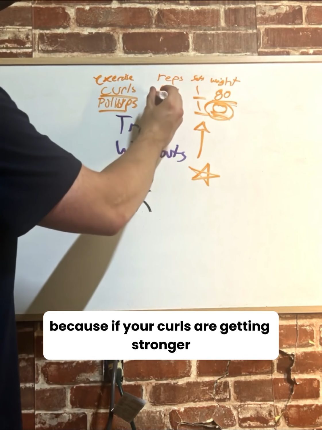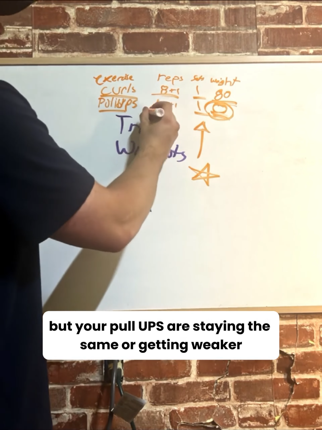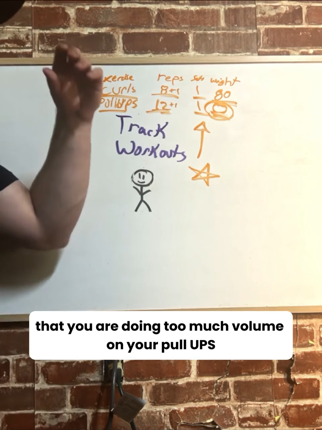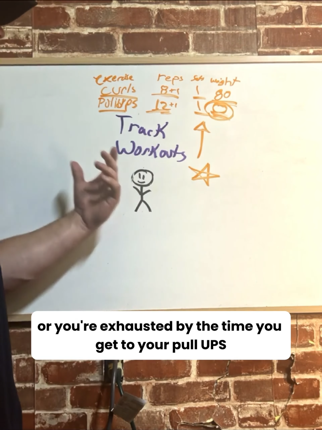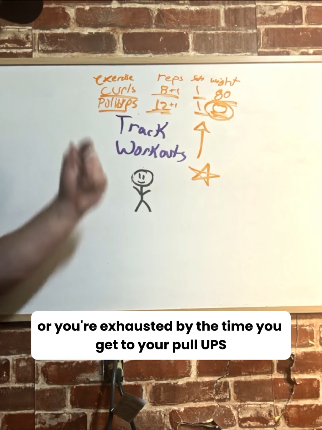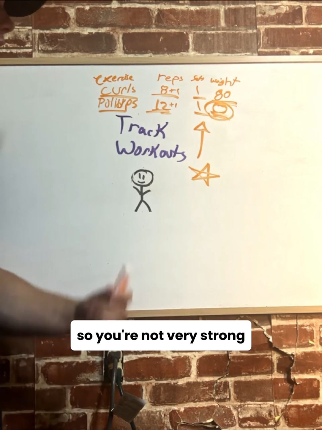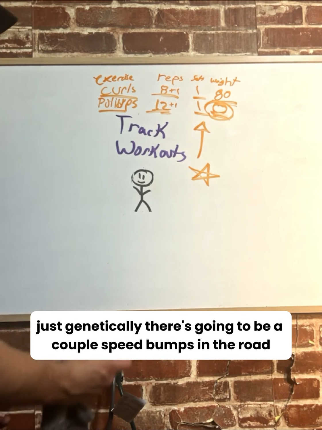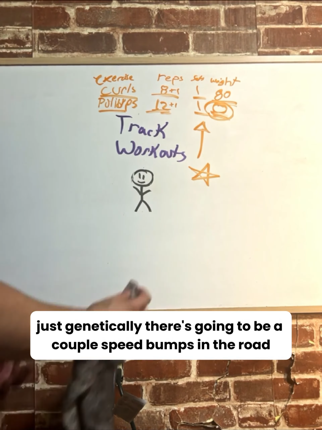Because if your curls are getting stronger, but your pull-ups are staying the same or getting weaker, this could be an issue that you are doing too much volume on your pull-ups, or you're exhausted by the time you get to your pull-ups, so you're not very strong, or you get really bad sleep, or you have a weak back just genetically. There's going to be a couple speed bumps in the road.